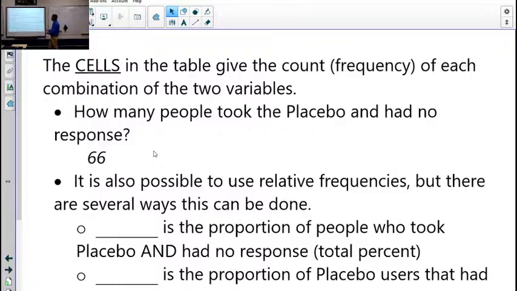So how many took the placebo and had no response? We look in the table. We look for placebo. We look for no response. We look where they cross. It's at 66.